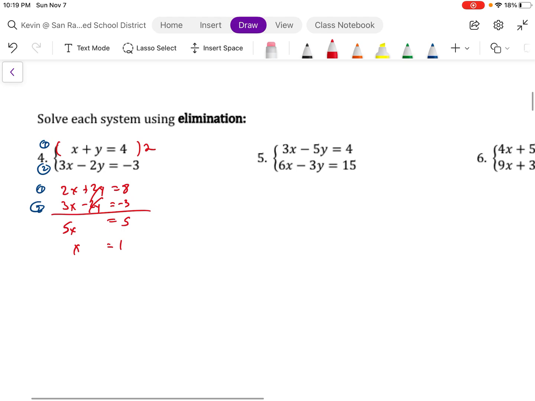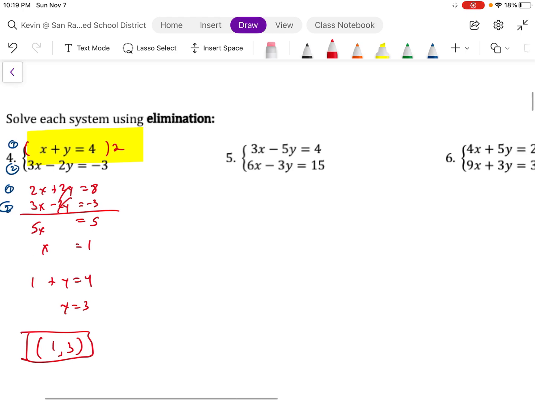Now that I found my x value, I just plug that back into one of my equations, and I have 1 plus y equals 4, so y equals 3. My solution then is the point (1, 3), my x and y value.